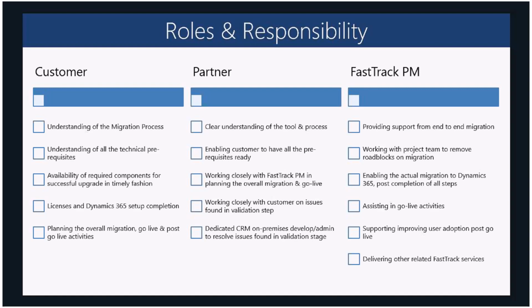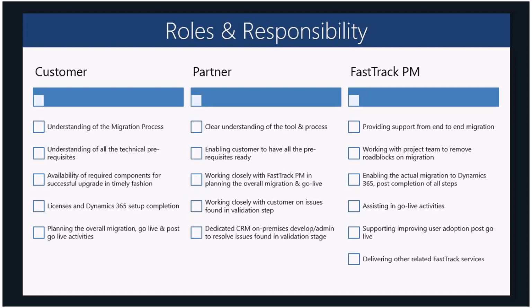For our partners, we also expect them to understand the tool and the process involved so that they are helping our customer, or handholding our customer if required, for as many migrations as are needed. We need to have our partner enable our customer to have all the prerequisites ready to go. We also need them to work closely with the fast track PM in the overall planning of migration and go-live, so that we have enough resources required at any given stage to quickly move on each of the issues that might have been found, or to migrate, or during the migration steps from one stage to another.